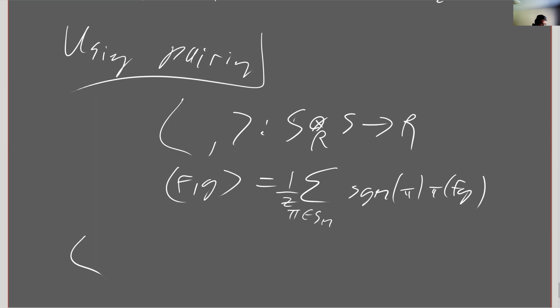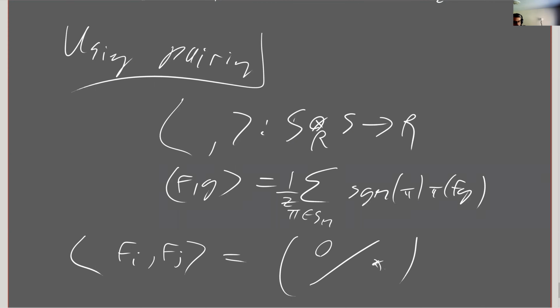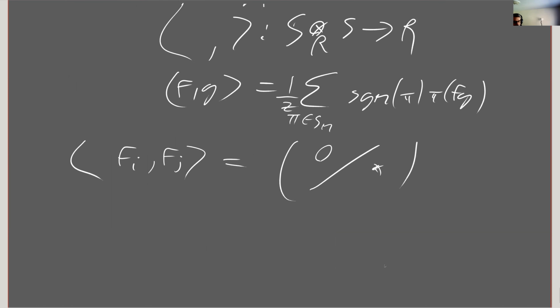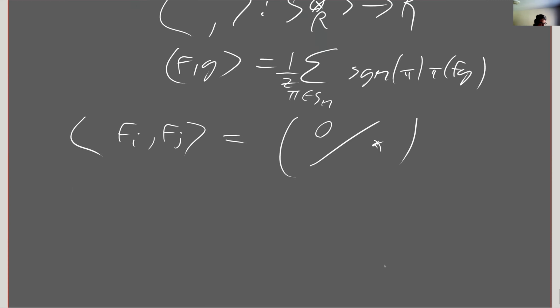using this pairing, we get that Fi Fj has a form like this. Okay, so it's a triangular, anti-triangular form. Okay, and that's enough to get a formula. And I'll show you the formula in a second here.